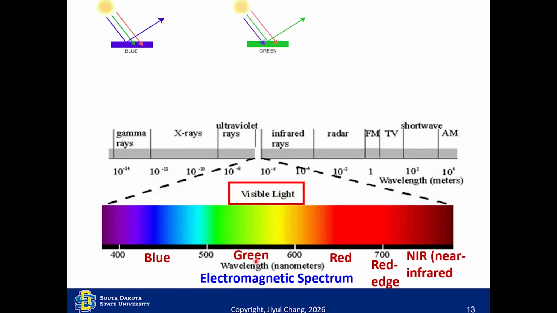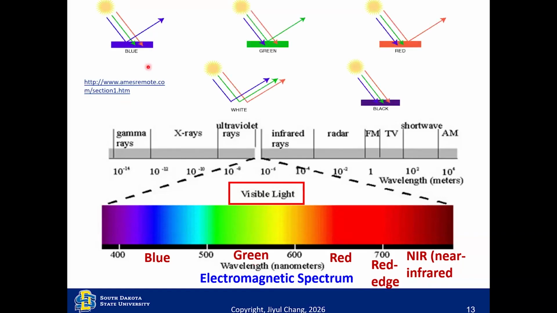But the main idea is there. Same thing: if an object looks blue, that means only blue is reflected from the object. Green is the same, red is the same. If the object reflects all visible light, it is a white color. If the object absorbs all visible light, it is a black color. So that's the main background of the science of remote sensing.